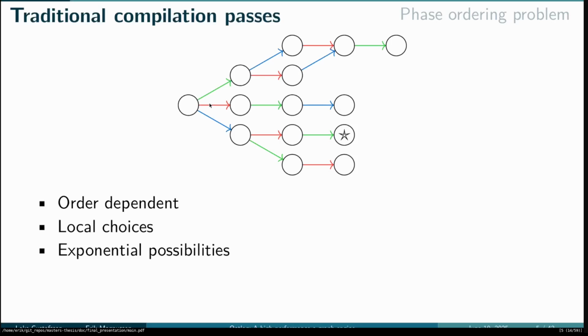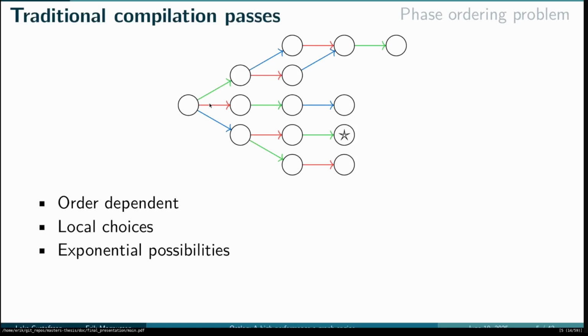And the problems that we saw were that we have branches, so the order in which we apply optimizations matters, and we have to make local choices. That means that when deciding whether to go here or here, we can't know the future if proceeding along this path.